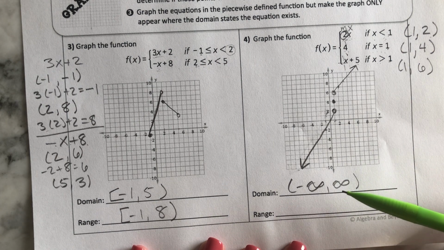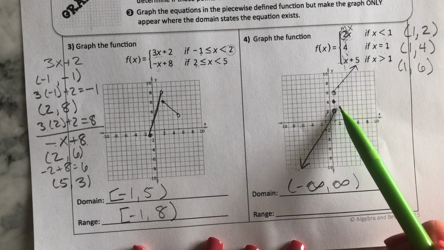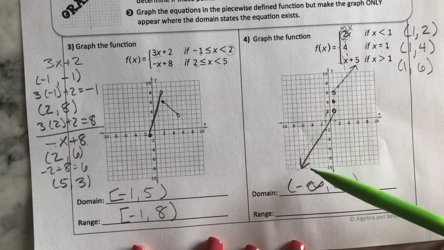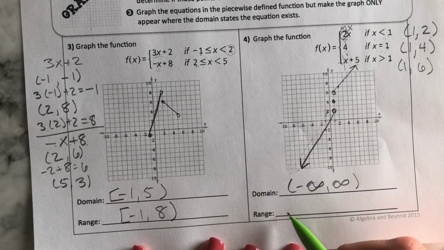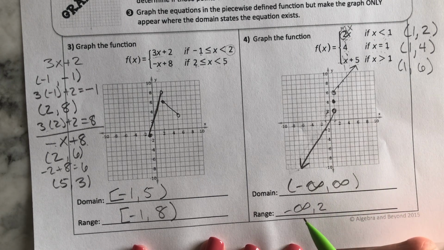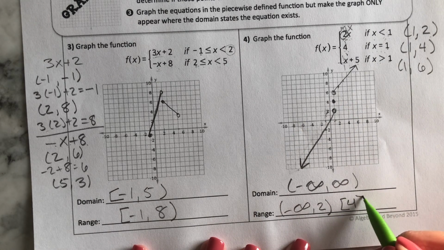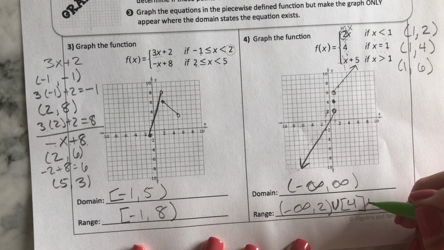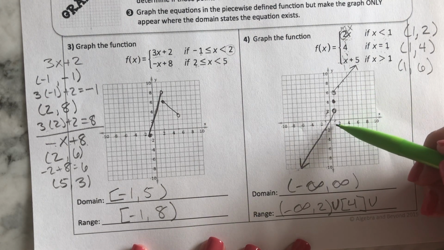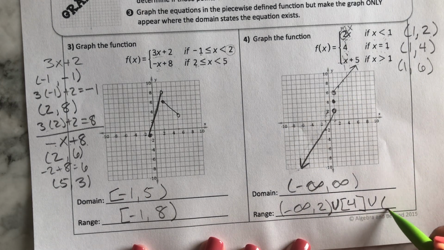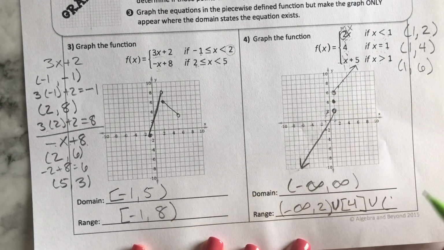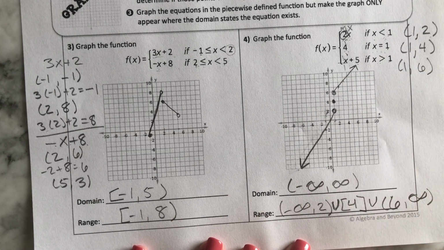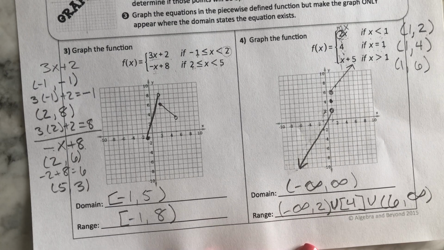And then range is kind of weird for this one because we're missing a piece here and we're missing a piece here. So it's -infinity to 2. And then it's just 4. And then that's like the symbol for and, it means union. And then 6 and on. Whew. That was a long video.